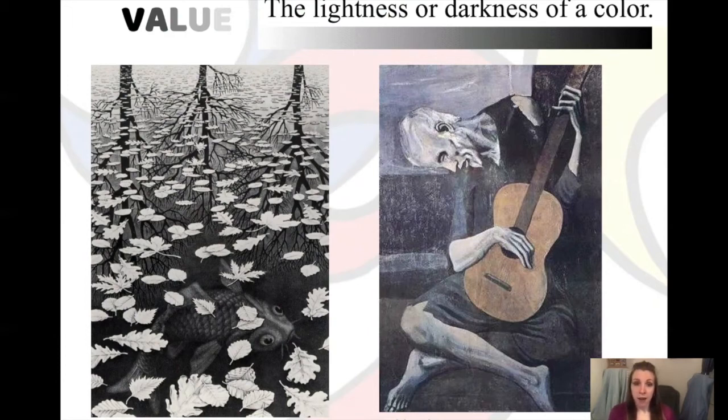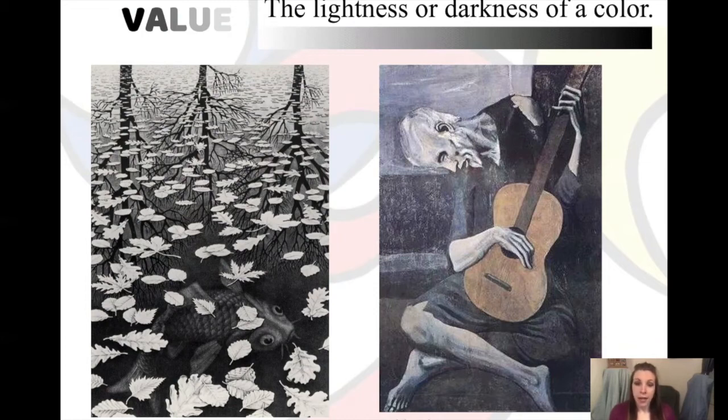So you can have values in black and white. So that picture on the right is a pencil drawing, and the artist used a range of values from dark black in the tree trunks all the way to the white of the leaves that are floating on top of the water. And that value creates depth for us in the drawing.